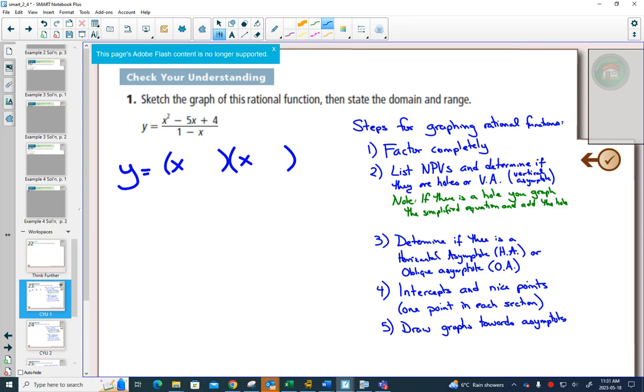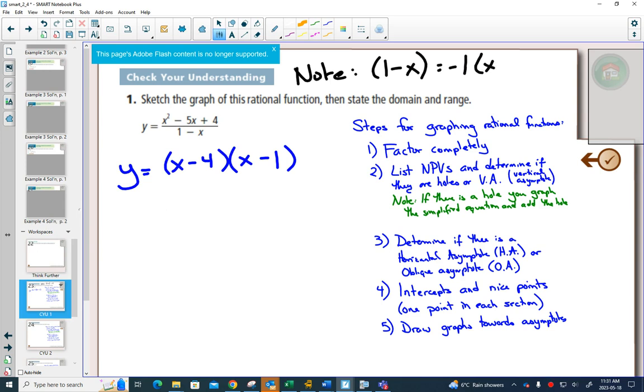First, x minus 4, x minus 1. And we notice on the bottom of our fraction we have a 1 minus x. I'm just going to add a note up here.